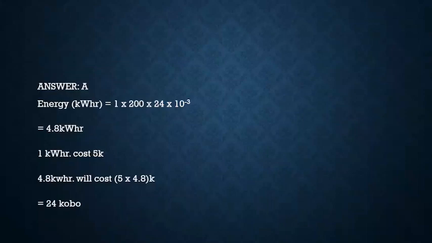The answer is A. Energy in kilowatt hours is 1 times 400 times 24 times 10 raised to the power of minus 3, from the question. From there we are going to have 4.8 kilowatt hours. So 1 kilowatt hour costs 5 kobo. That means 4.8 kilowatt hours will cost 5 times 4.8 kobo, which is going to give us 24 kobo.